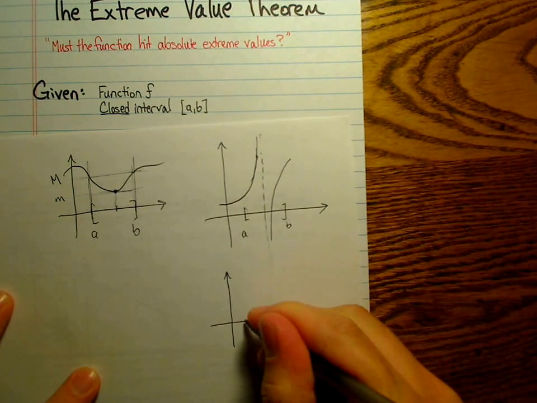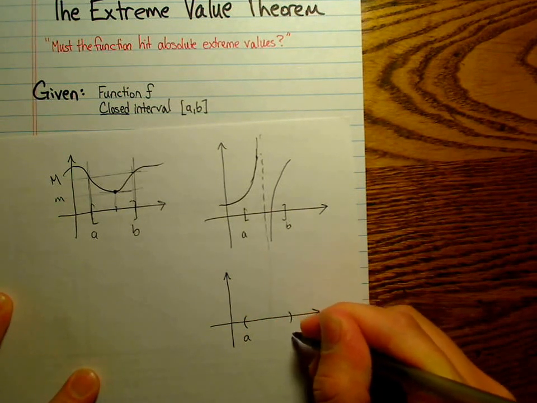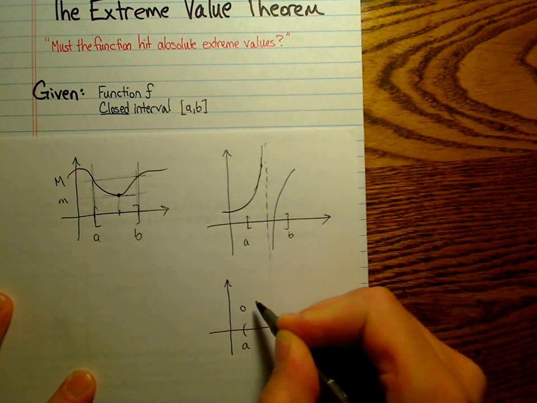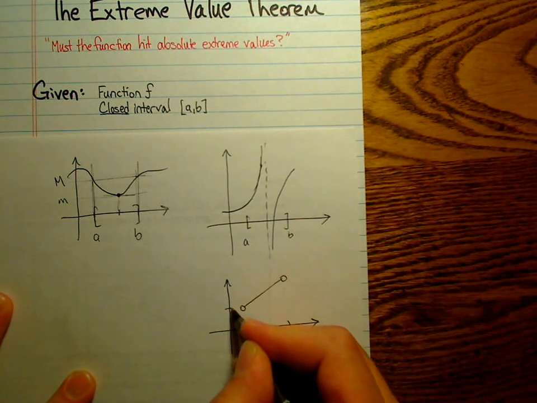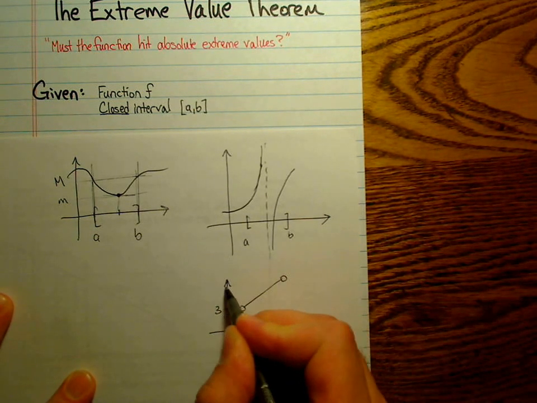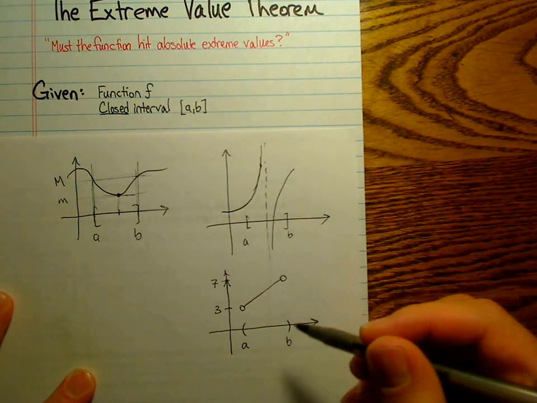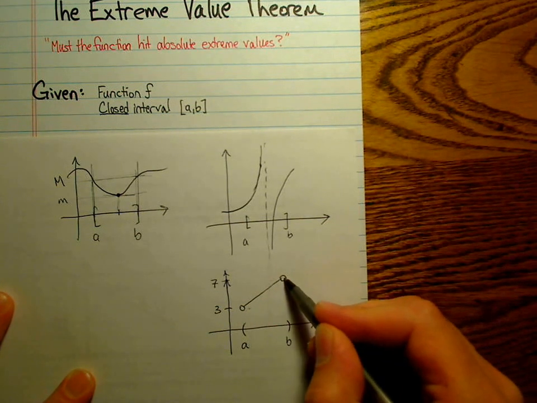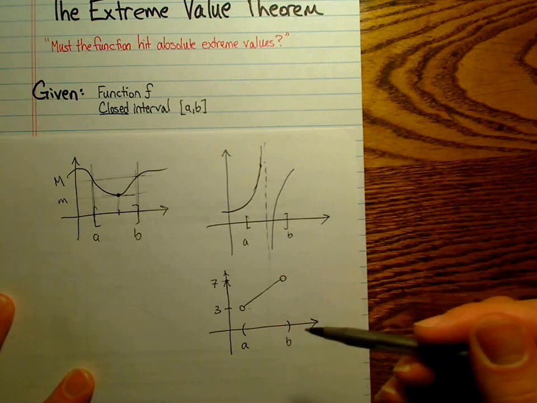What if we have an open interval? What if it wasn't closed? What if it was open from a to b? And our function does something like this. It's an open interval, so it doesn't actually include a, doesn't actually include b. Just for the sake of concreteness, let's give these numbers 3 and 7. You might say, well, from a to b, it looks like 3 is the minimum and 7 is the maximum. That's not quite true, because the function never actually hits 7.